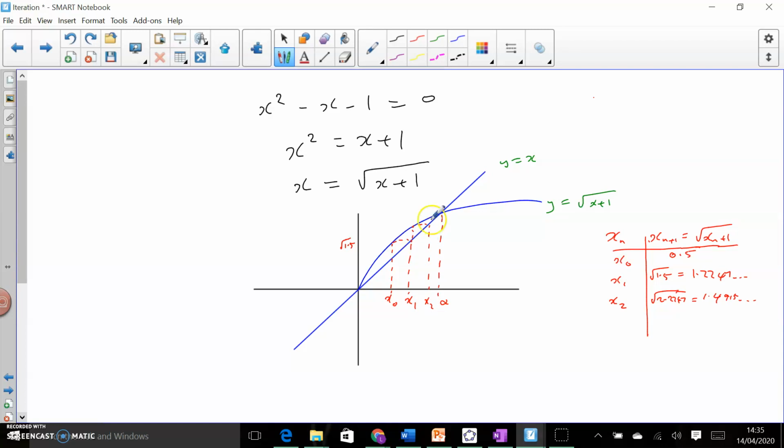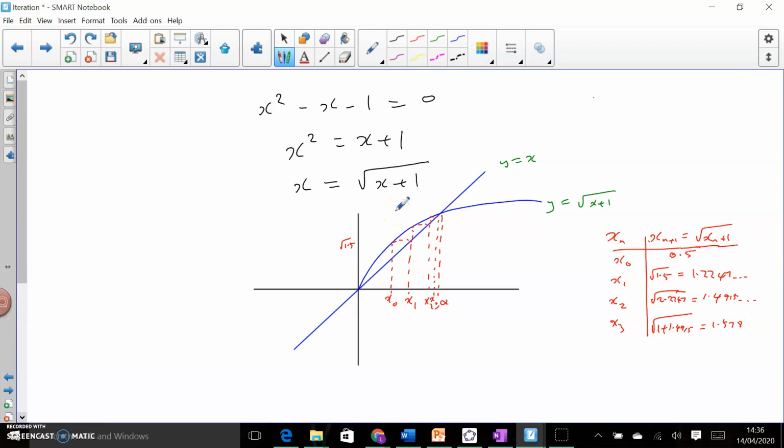We go there, and that will be the x2. And we can carry on in this way. The next one, we would go up to the curve and along, and that would be x3 in there. So x3, we would do the square root of 1 plus 1.4915, and that would equal about 1.578.